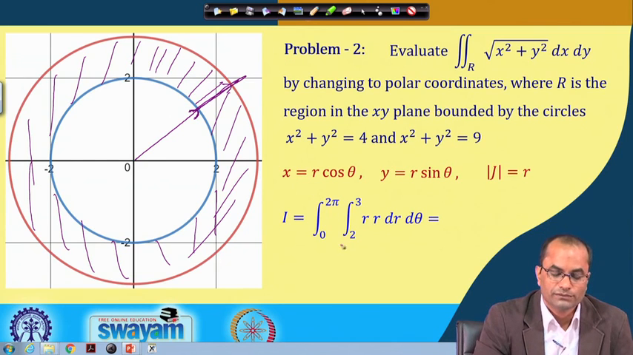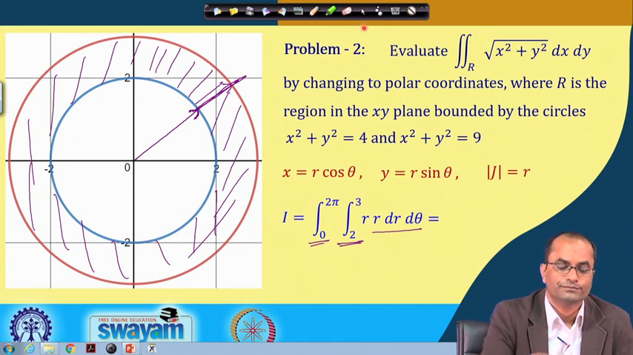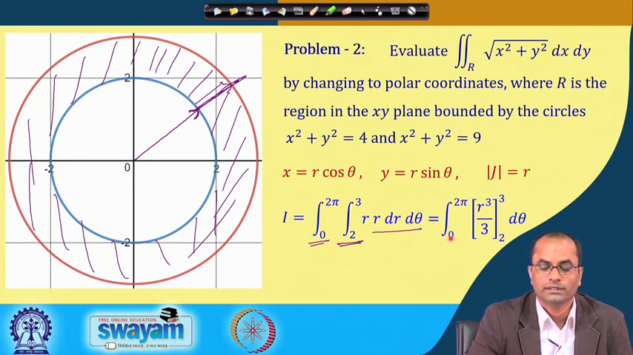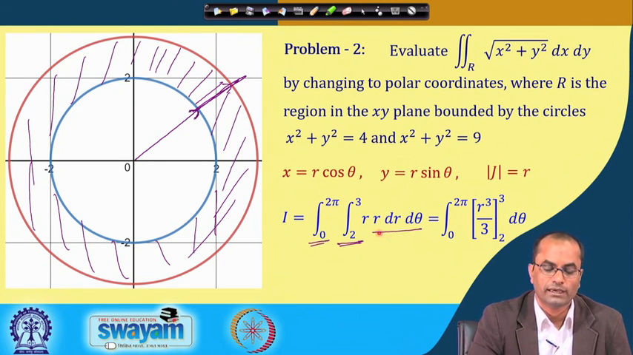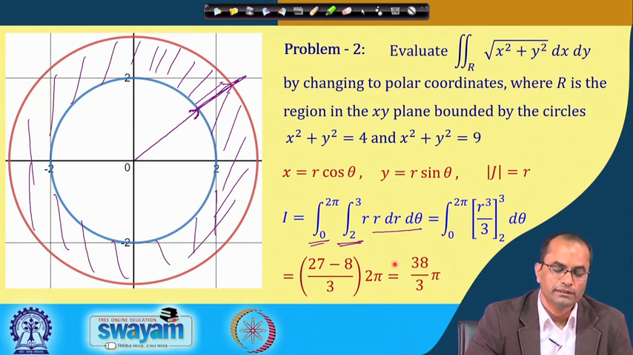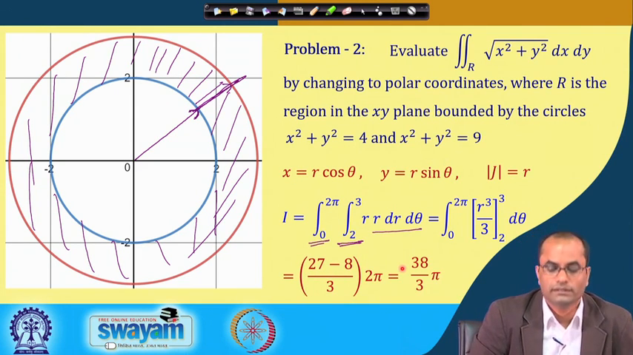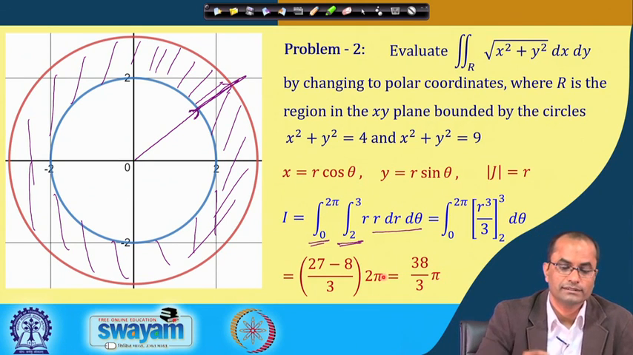So, we have the limits for r and we have the limits for theta, and now we can easily compute this: theta from 0 to 2 pi, and here the integrand is r square, so that will give us r cube by 3 with limits 2 to 3, which we can simplify, and we will get 38 by 3 into pi as the value of this integral.